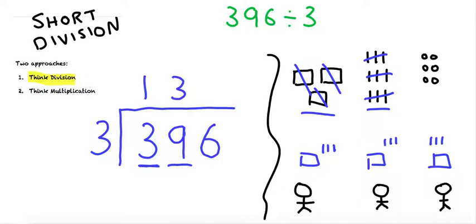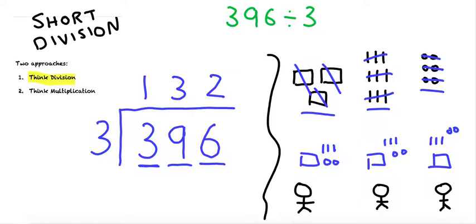Lastly, we divide the ones. We have 6 ones. Can I share 6 ones among 3? Yes, I can. Each will receive 2. 2 in each share. And I record my 2 in the ones place. So we've got 396 divided by 3 equals 132. So that's the first way, thinking division.